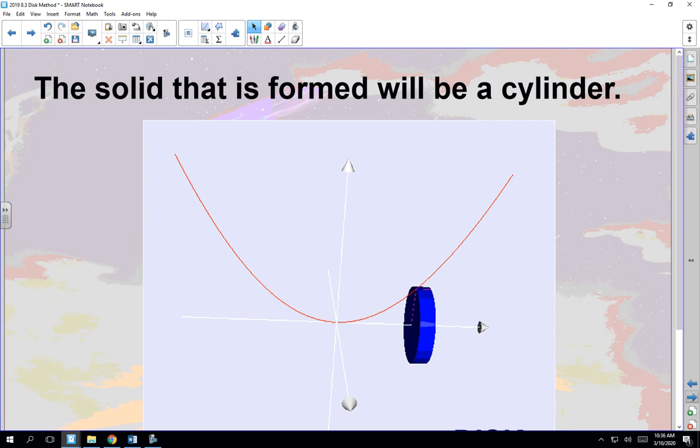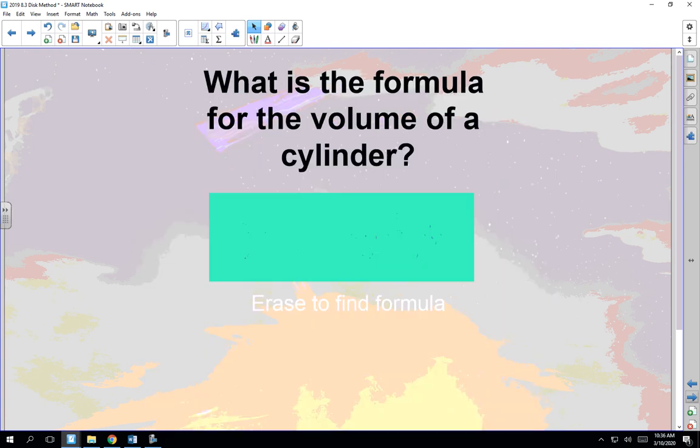But with this disk method, there's no hole in the middle. This is a solid shape that we're creating by revolving y equals x squared about the line y equals 0, the x-axis. So what is the formula for the volume of a cylinder? You might want to write this down. Some of you didn't know it, but it's pi r squared h. So volume equals pi r squared h.